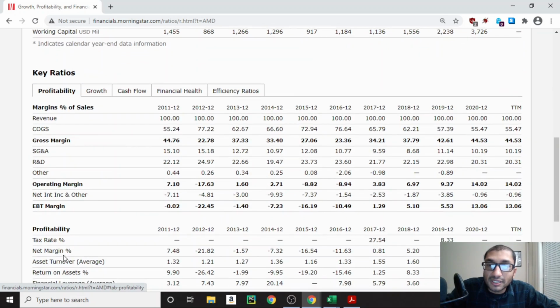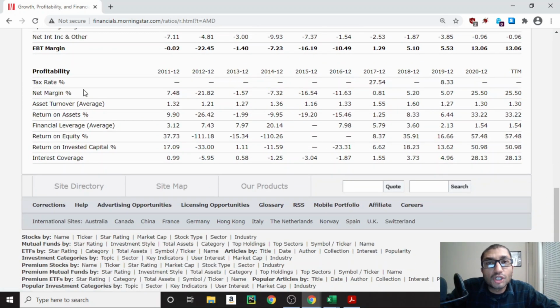Next, looking at the profitability of the company, focusing on the net margin. The net margin compares the company's bottom line to its top line, so it is comparing the net income to the revenue. Back in 2011, AMD's net margin was at 7.48%, and for the year 2020, it's at 25.50%. AMD's net margin from 2012 through 2016 was negative because back then its net income was negative. However, ever since 2017, the company's net margin has been positive, and for the year 2020, what this means is every $100 that the company made in sales, by the time it paid for all its expenses, cost of goods, operating, non-operating expenses, interest on its debt obligations, taxes, it had $25.50 left as pure profit.